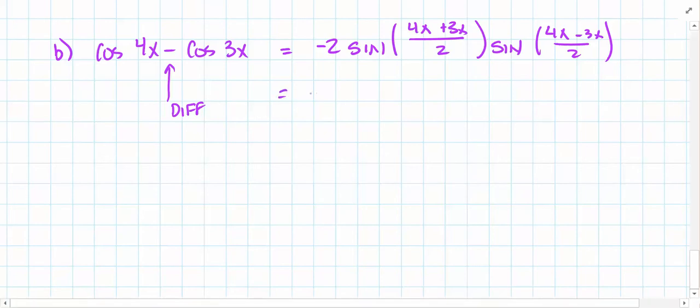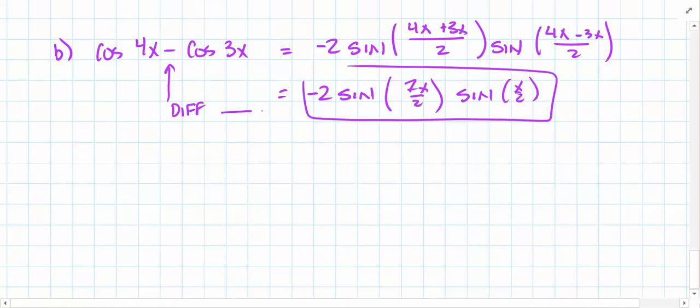All right, that gives me negative 2 times the sine of 7x over 2, times the sine of x over 2. And that's as far as I can go. So I've expressed that as a product now. I've gone from a difference to a product.